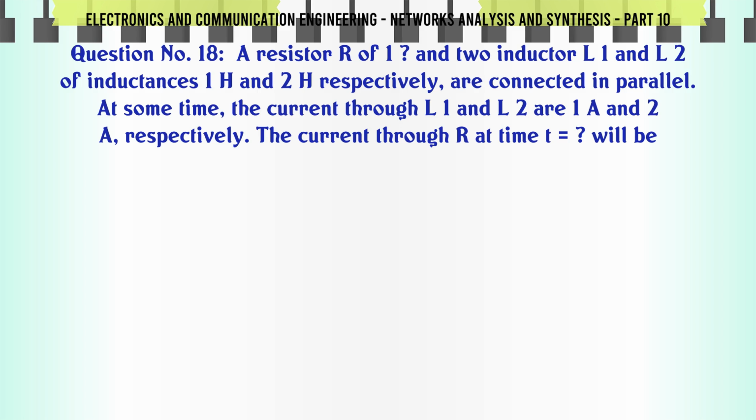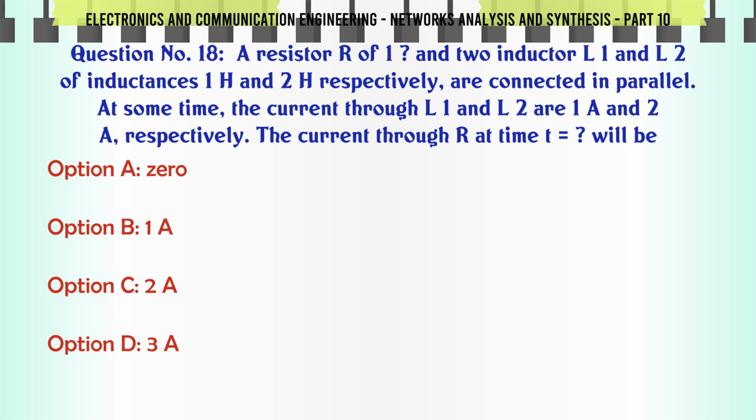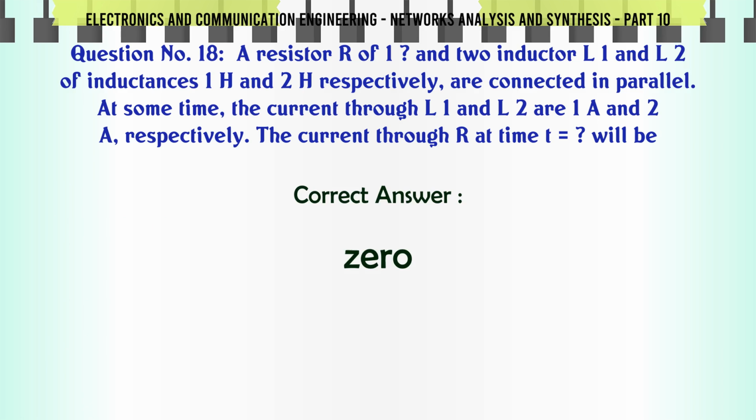A resistor R of 1 ohm, and inductors L1 and L2 of inductances 1H and 2H respectively are connected in parallel. At some time the currents through L1 and L2 are 1A and 2A respectively. The current through R at time t will be A 0, B 1A, C 2A, D 3A. The correct answer is 0.